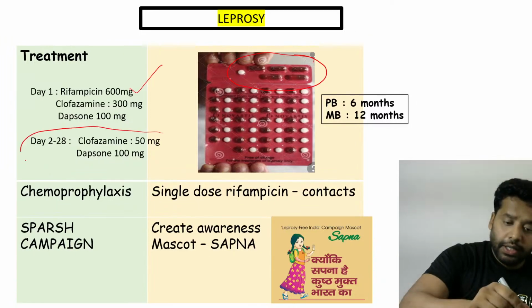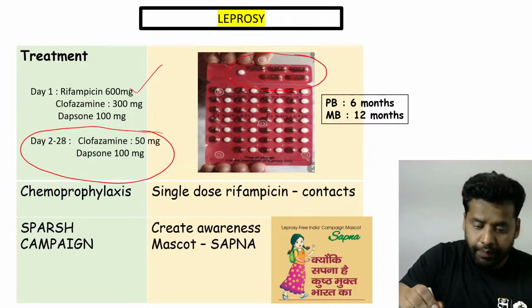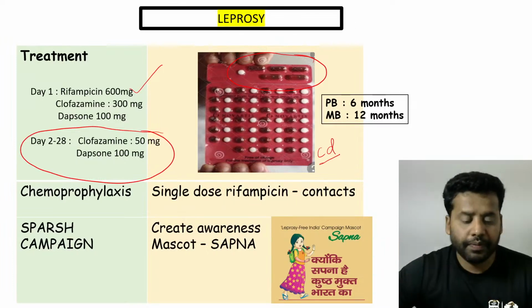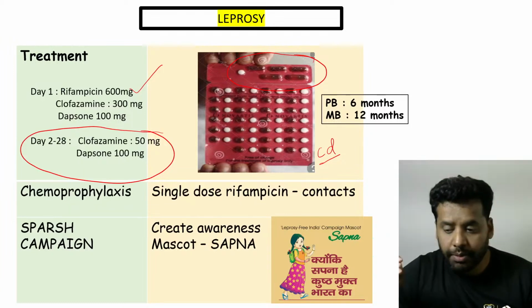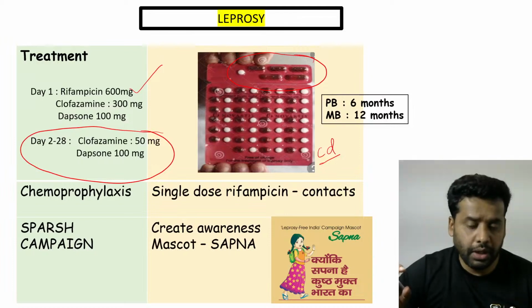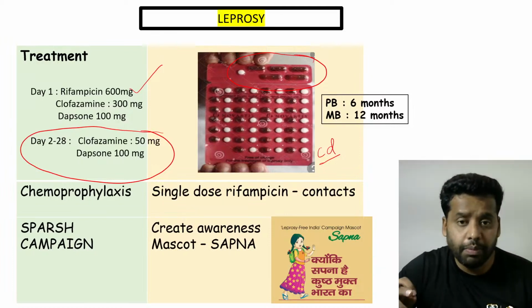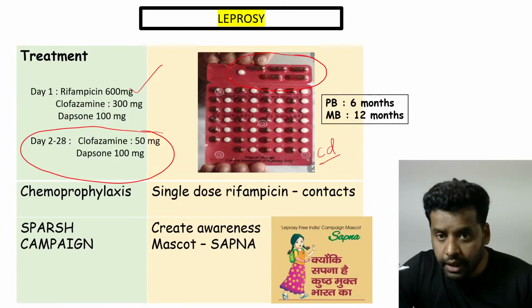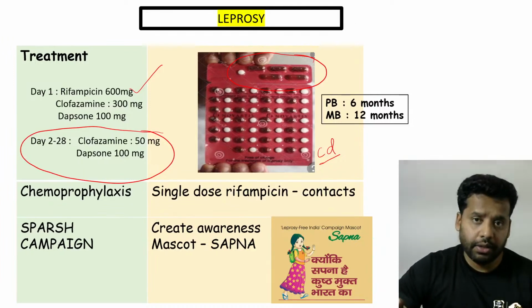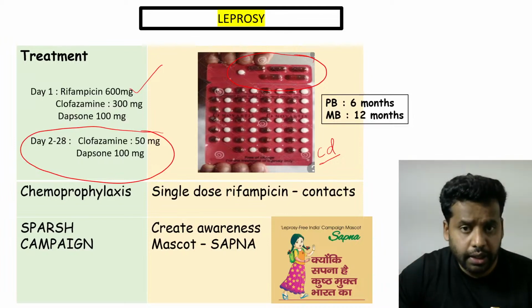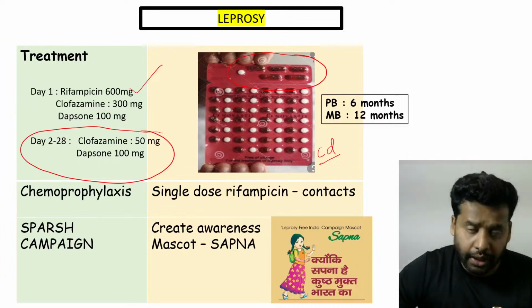The remaining days the patient will get CD. The dose of clofazimine is less, 50 mg. Dapsone is 100 mg. So what will the patient get on day 1? RCD. For the remaining days, CD. Good. RCD. For the remaining days, it is CD.